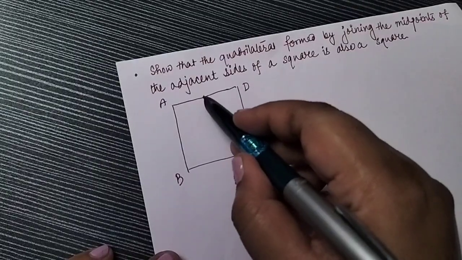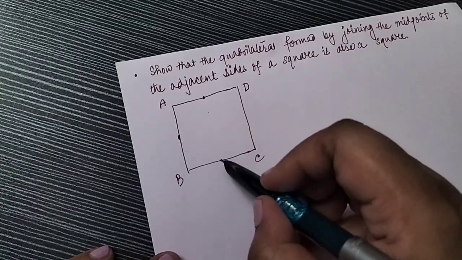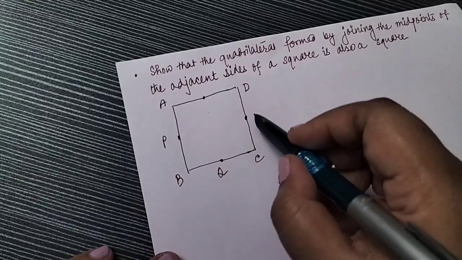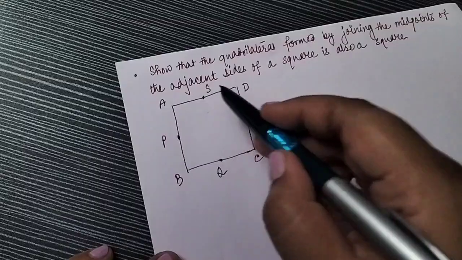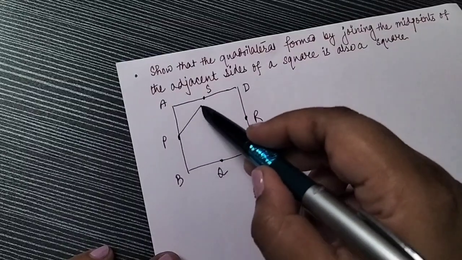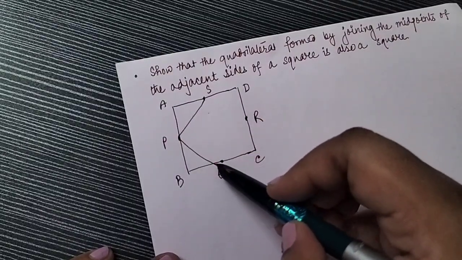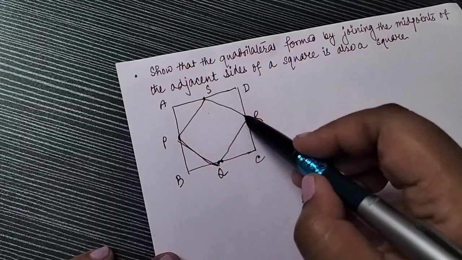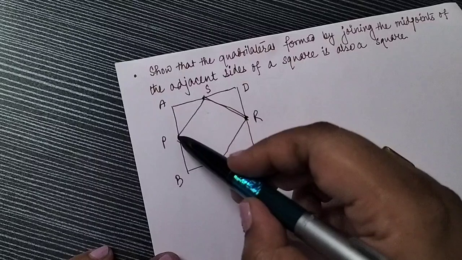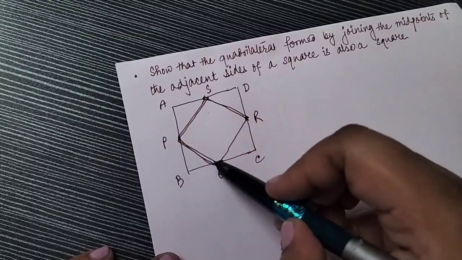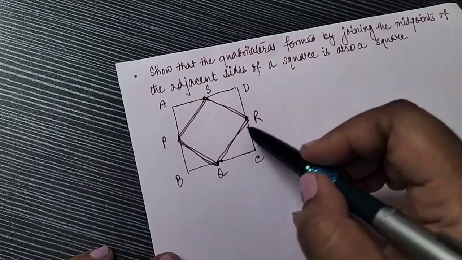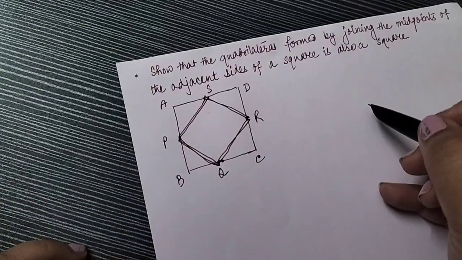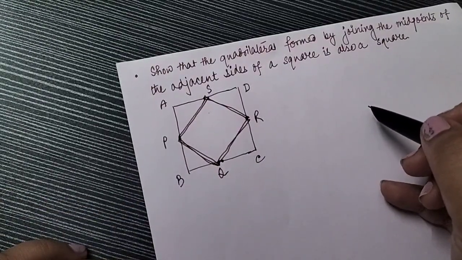Now, the midpoints of the sides of the square are considered, which are P, Q, R and S respectively. And now they are joined, and thus a quadrilateral PQRS is formed. We have to show that this PQRS is also a square.